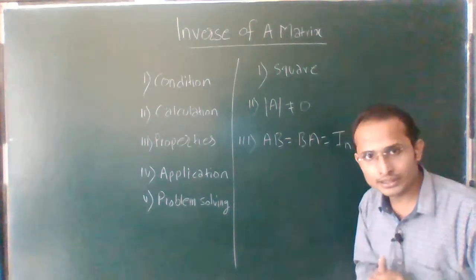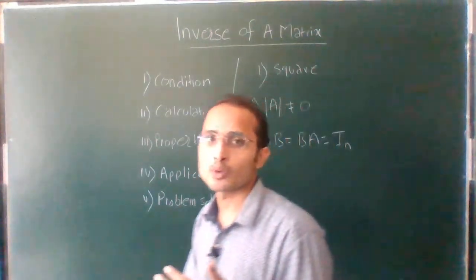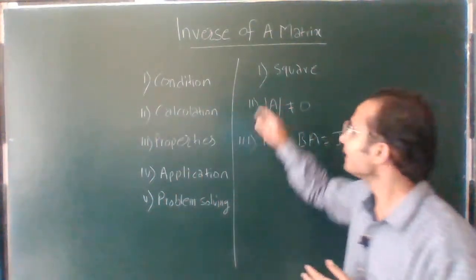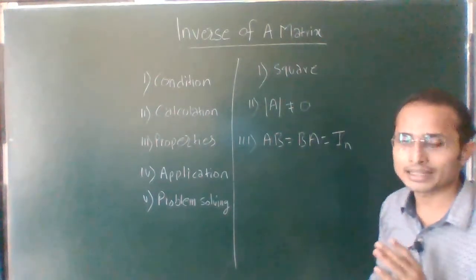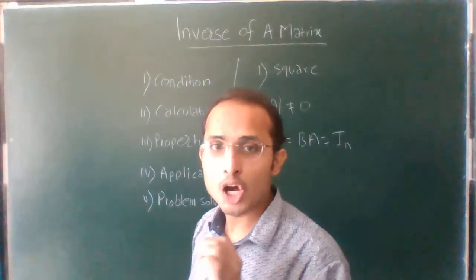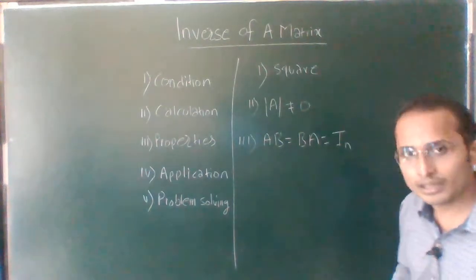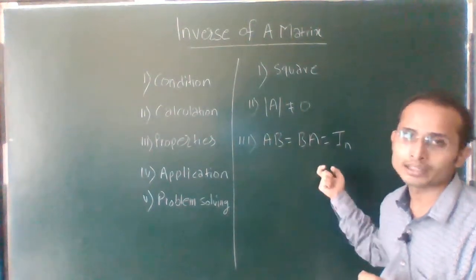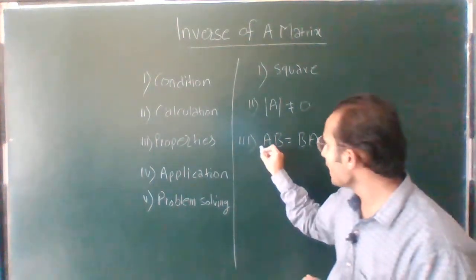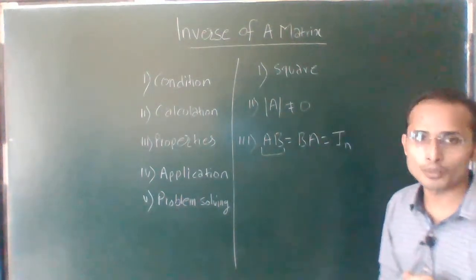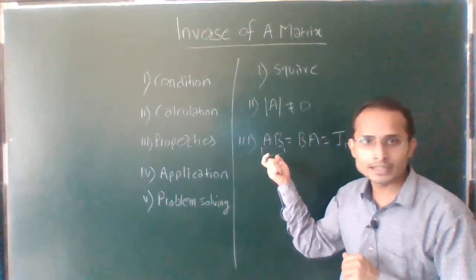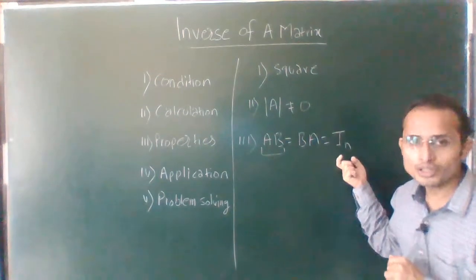We have three conditions in which we can find the inverse of a matrix. The first one is that the matrix must be a square matrix. The second one, the matrix must be a non-singular matrix. And the third one, the matrix must satisfy this condition. Here we can say that A and B are commutative, that is, after changing their places, the resultant value does not change.